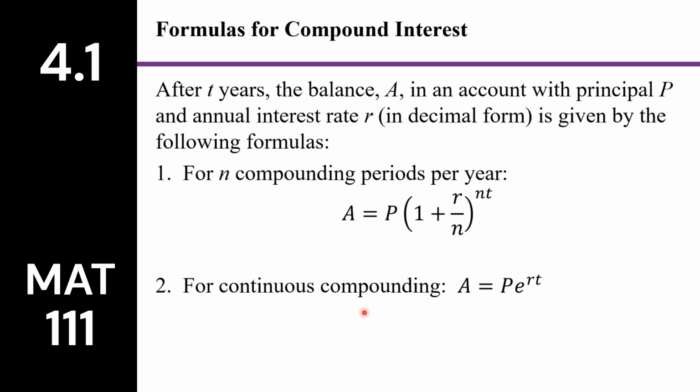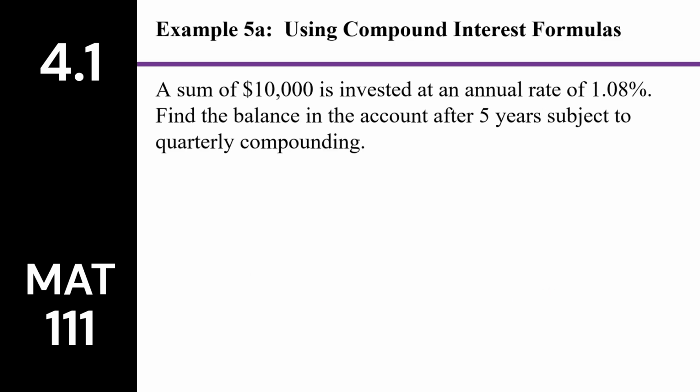When there's continuous compounding, we use the natural base of e, and the other variables are the same as they were before. A is the future value, P is the current principal, r is the interest rate as a decimal, and t is the time in years. Let's take a look at this example.